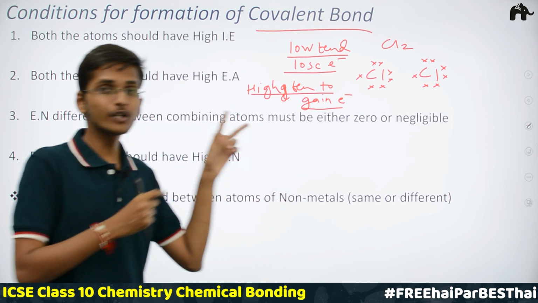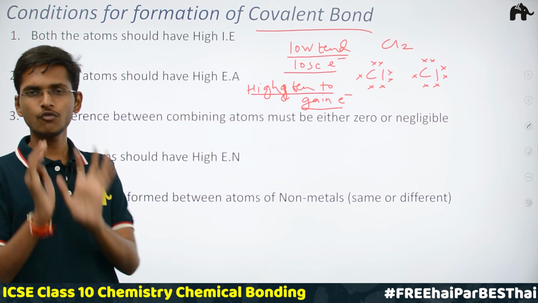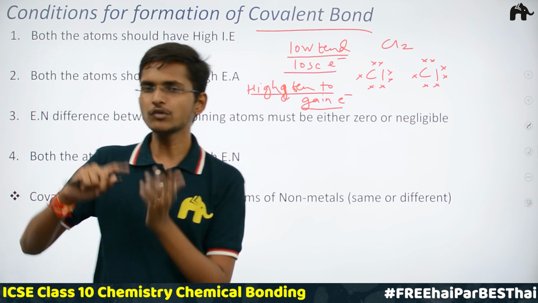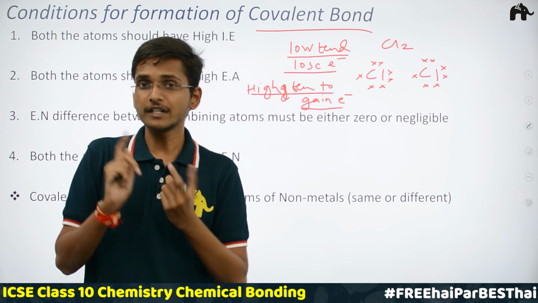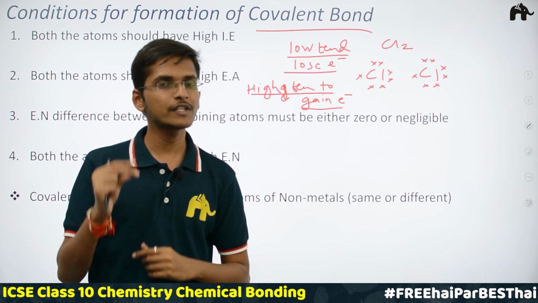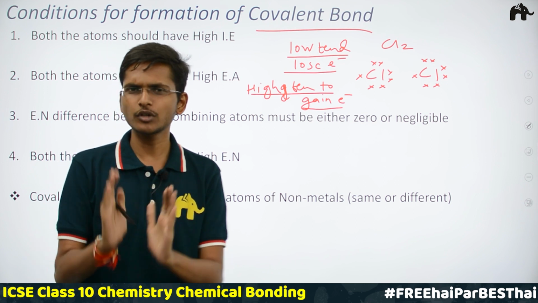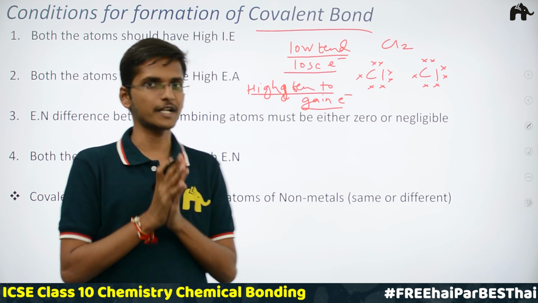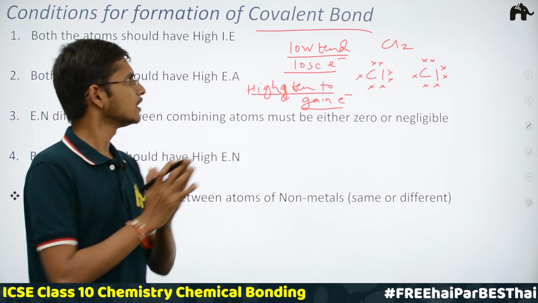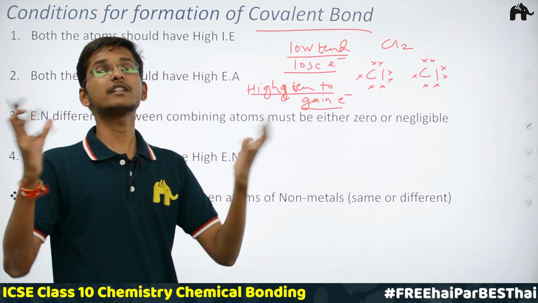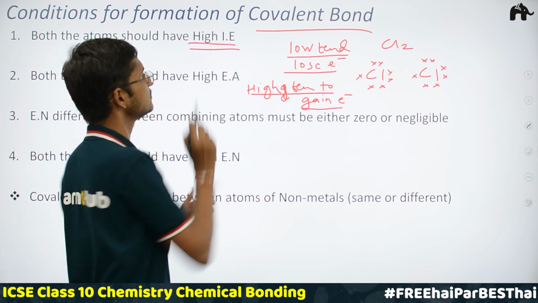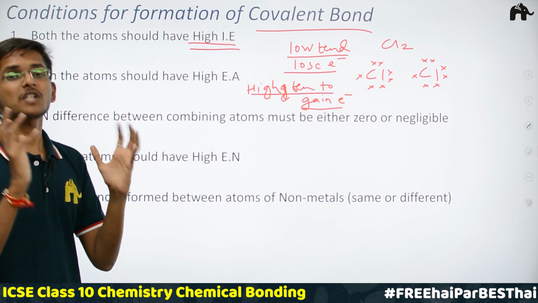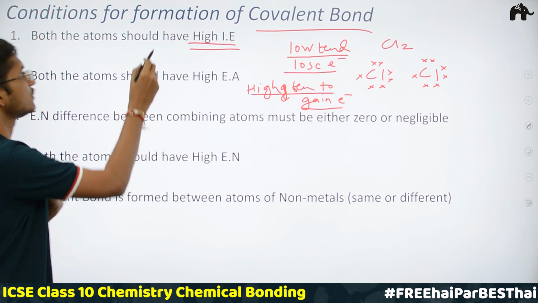Now let's correlate these two tendencies with ionization energy and electron affinity. This is our main point. First, let's correlate the low tendency to lose the electron with ionization energy. Try to recollect what we studied about ionization energy: when the tendency to lose the electron is low, ionization energy is very high. You can go back and see that video, where I have explained why in great detail. So low tendency to lose the electron means very high ionization energy. Since both atoms have a low tendency to lose the electron, they have very high ionization energies. This is our first condition.